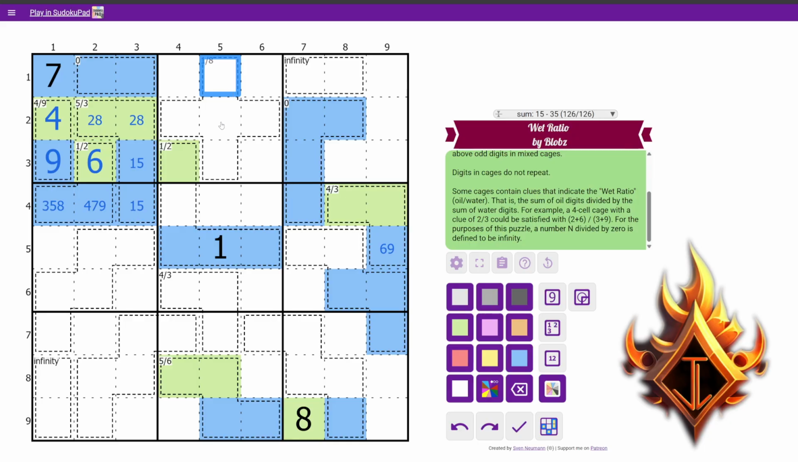One out of 8. Well, this one must be water. These have to be water. This one has to be oil because there's a ratio.